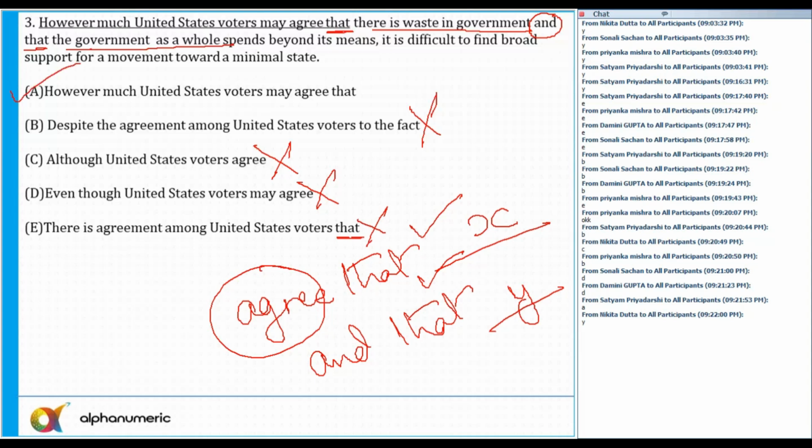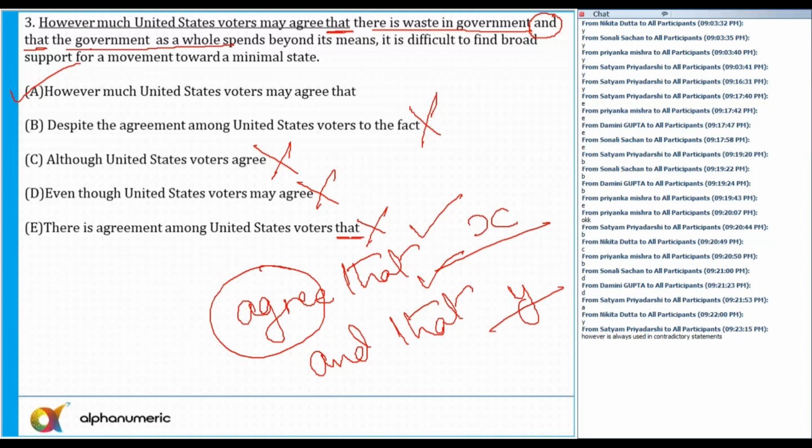However much United States voters may agree that there is waste in governments and that the government as a whole spends beyond its means, it is difficult to find broad support for a movement toward a minimal state. Okay, so there is no error. Answer is A.